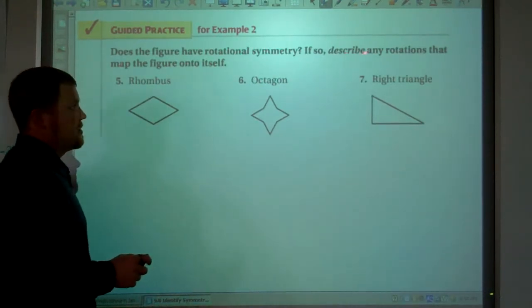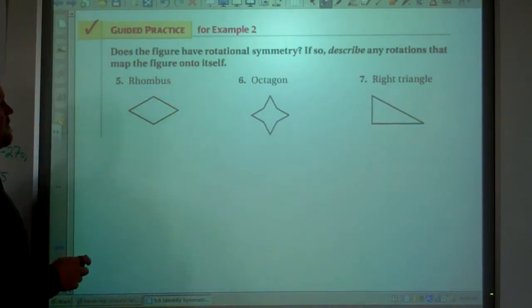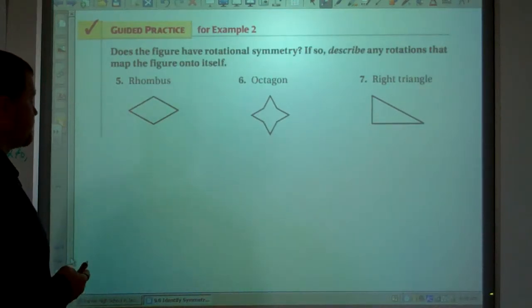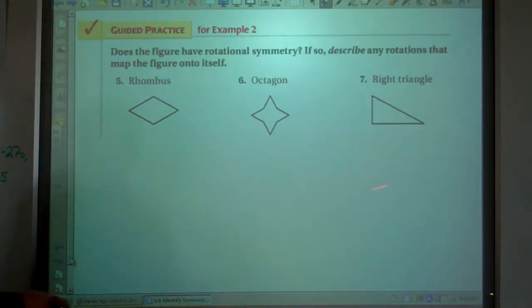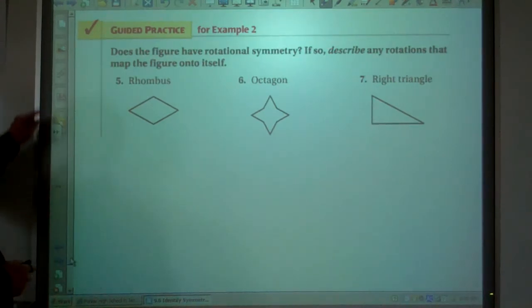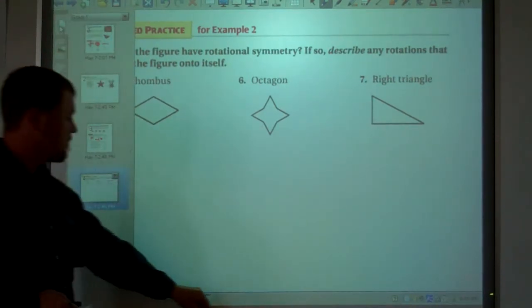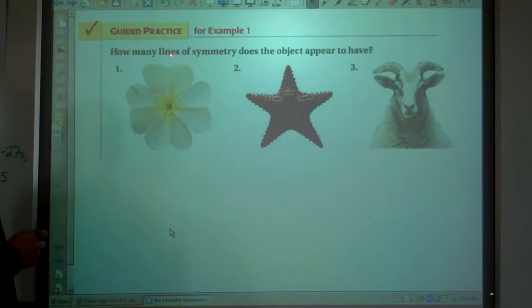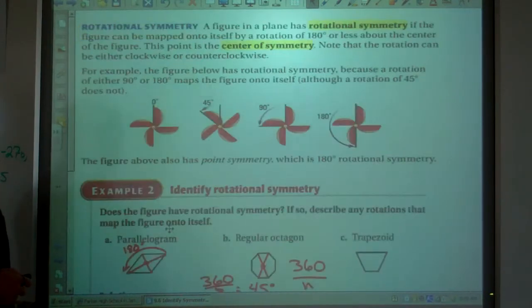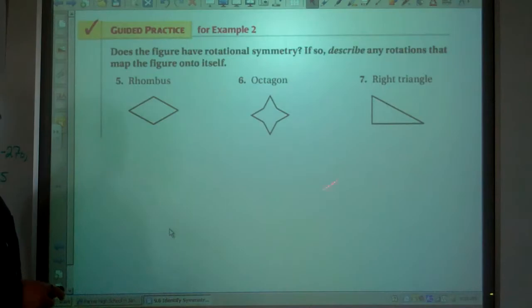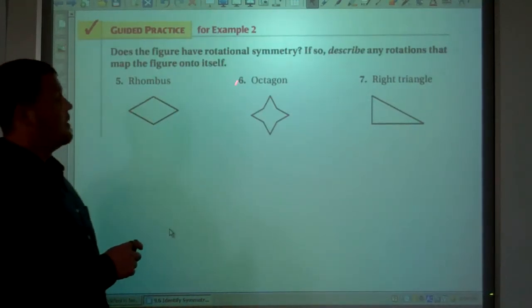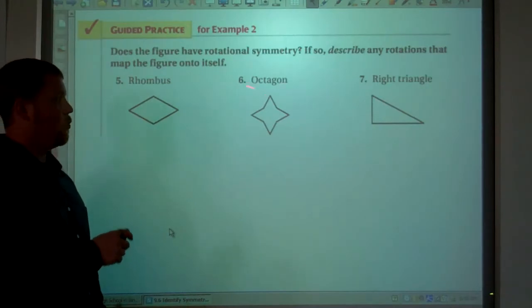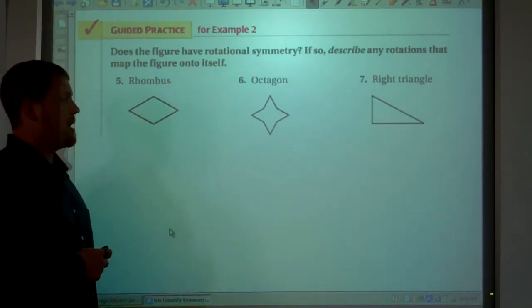Does the figure have rotational symmetry? If so, describe any rotations that map the figure onto itself. Try these problems, and we will talk about these in class. So you've got these three problems. Does it have a line of symmetry? How many lines of symmetry are there? Is there rotational symmetry for these figures? And if so, describe the rotation. Is it 45, 90, 180 degrees? Describe the rotation that will map it onto itself.